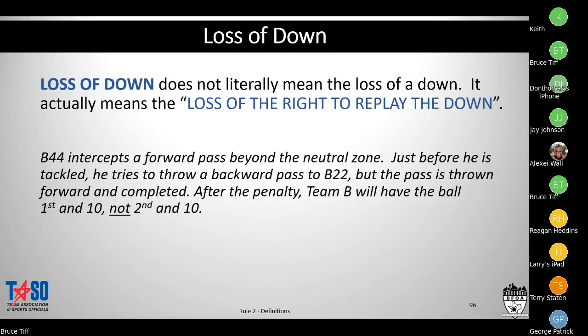B44 intercepts a forward pass beyond the neutral zone. Just before he is tackled, he tries to throw a backward pass to B22. The pass is thrown forward and completed. After the penalty, Team B will have the ball, first and 10, not second and 10.